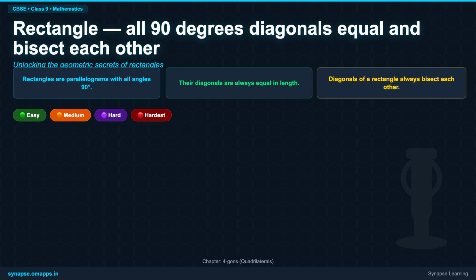Hello, future mathematicians. Welcome to an exciting journey into the world of quadrilaterals, specifically focusing on the fascinating properties of rectangles. Today, we'll uncover why a rectangle's diagonals are not just simple lines, but equal in length and always bisect each other. We'll explore this concept across 4 levels, from easy basics to advanced competitive problems. Get ready to dive deep into geometric proofs and real-world applications.